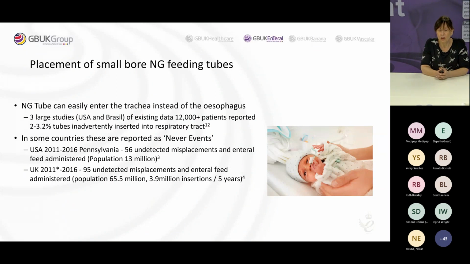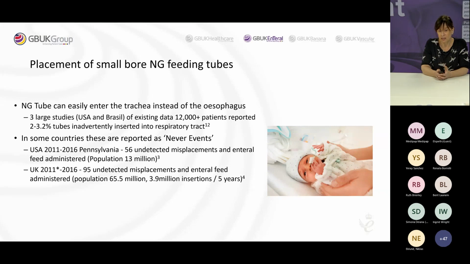An NG tube, as you know, can quite easily enter the trachea instead of the esophagus. I looked at some studies worldwide with figures on this, and there were 3 large studies carried out in the United States and Brazil. It included over 12,000 patients, and it was reported that between 2 and 3.2% of tubes were inadvertently inserted into the respiratory tract. This is tubes that were inadvertently inserted into the respiratory tract, but not necessarily that the patients were fed through these tubes. Now, in some countries, it's mandatory to report this, and in other countries, it isn't mandatory.